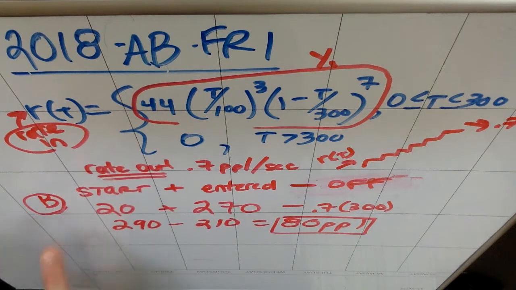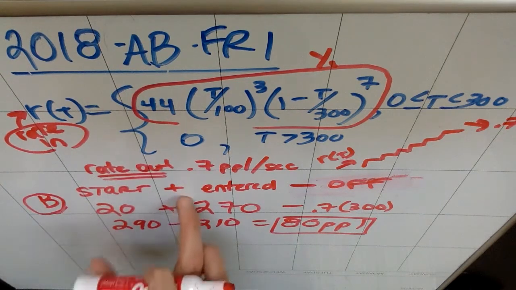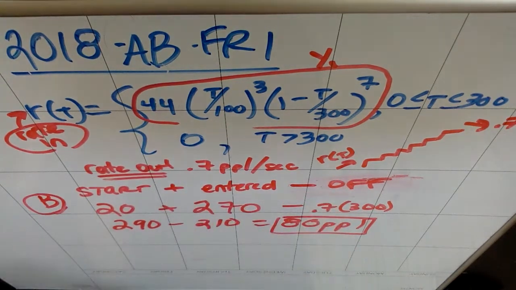So again, we take the amount we started with. This is how many people we gained. That's how many people got in line, and that's how many people got off the escalator or out of line. Cool. Part C.